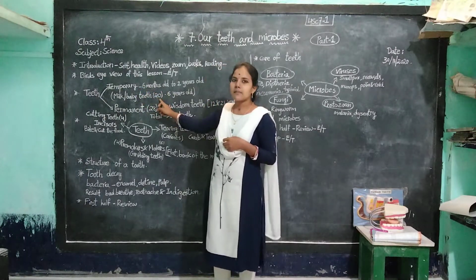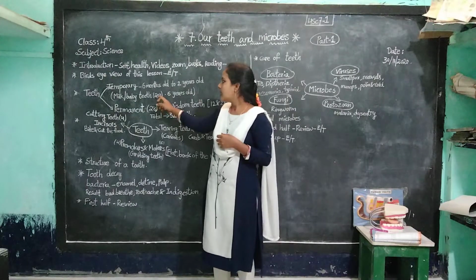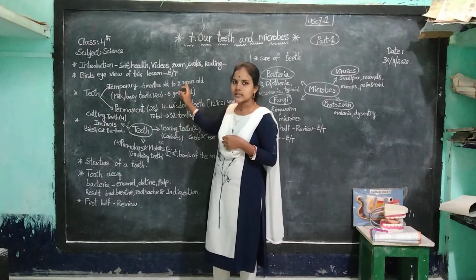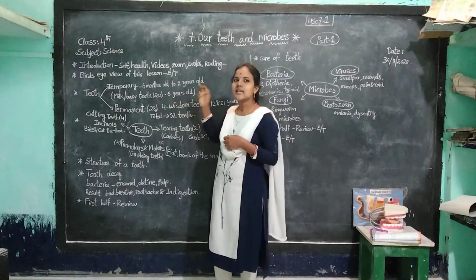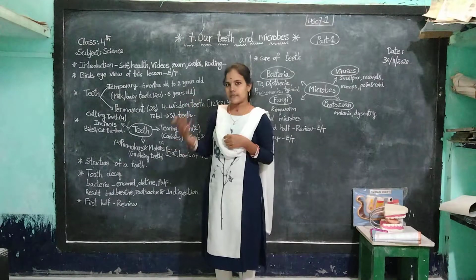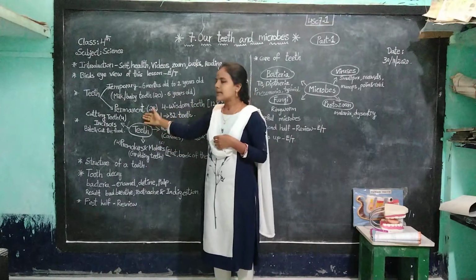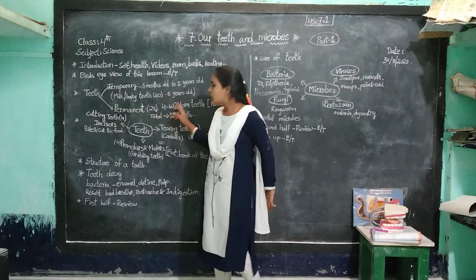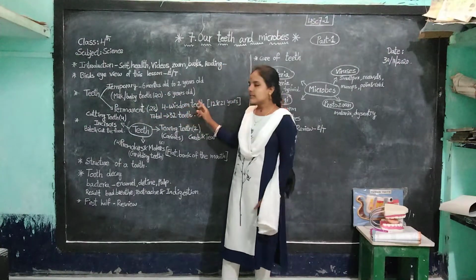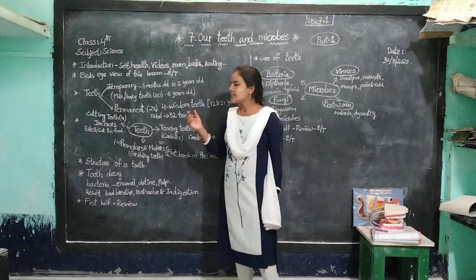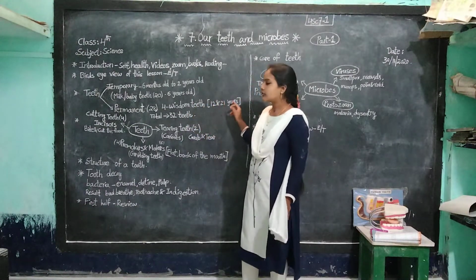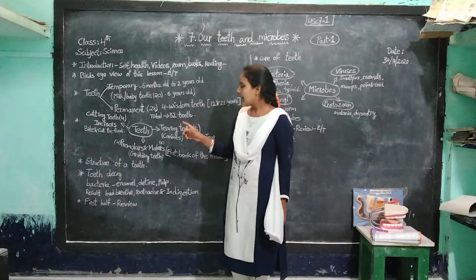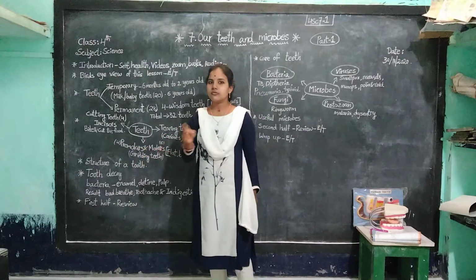There are 20 milk teeth in our mouth, and the milk teeth begin at the age of 6 months to 2 years old. At the age of 6 years old the milk teeth start to fall, and in their place the permanent teeth come. There are 28 permanent teeth and 4 more teeth called wisdom teeth. The wisdom teeth come in between the ages of 12 and 21 years old. Totally we have 32 teeth in our mouth.